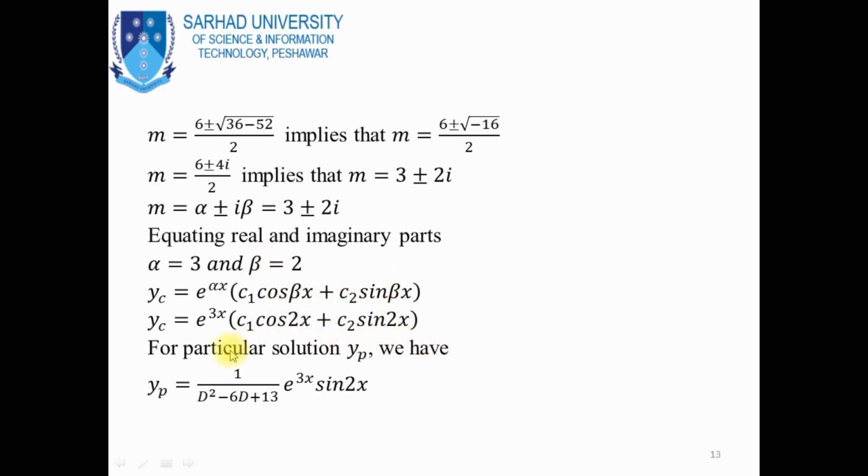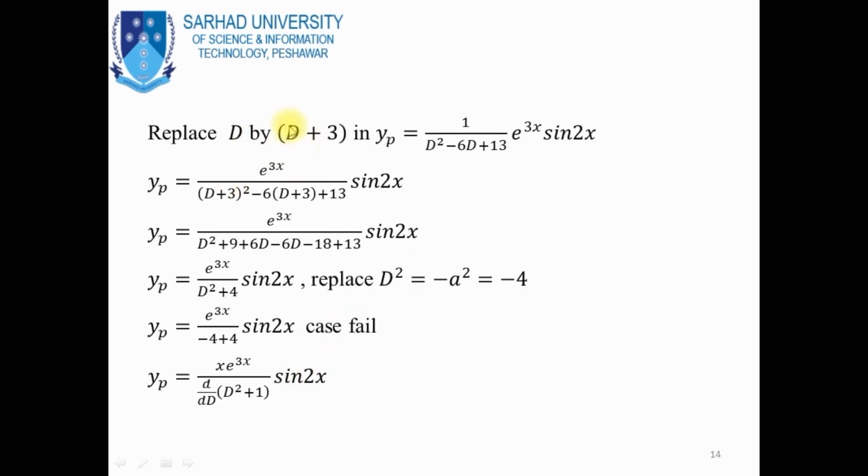Now for the particular solution, the inverse operator is 1 over (D^2 minus 6D plus 13) into e^(3x) sin 2x. Now again using the shift theorem, take out e^(3x) and replace D by D plus 3. You see over here the argument of the exponential function is 3. So replace D by D plus 3 and take out e^(3x): e^(3x) divided by (D plus 3)^2 minus 6 into (D plus 3) plus 13, into sin 2x.